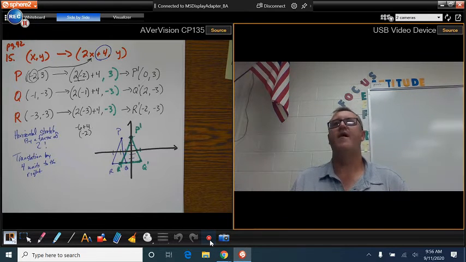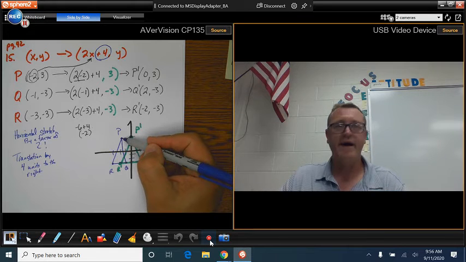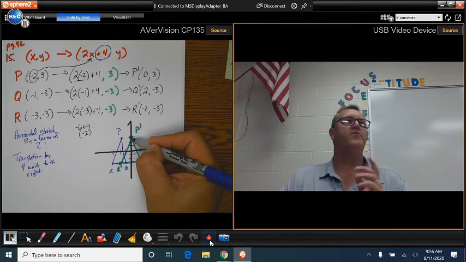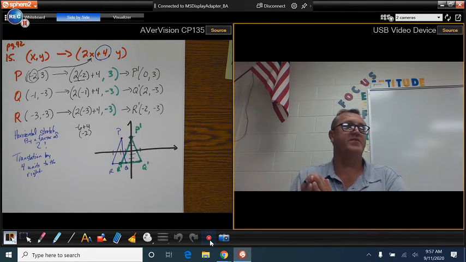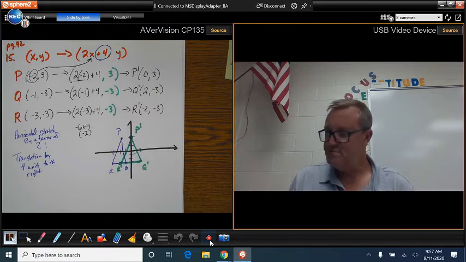To the right. Now, it doesn't seem like it because where was this at? This was at 2, right? And then it went to 0. Well, the reason why is because it's also stretched. So if you didn't stretch it, it would have been a complete 4 units. That makes sense? Okay.